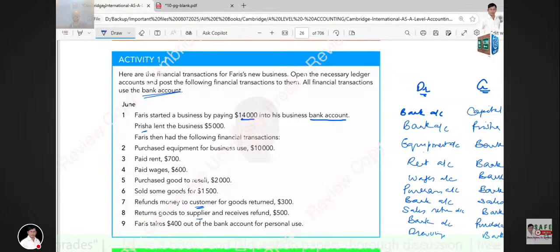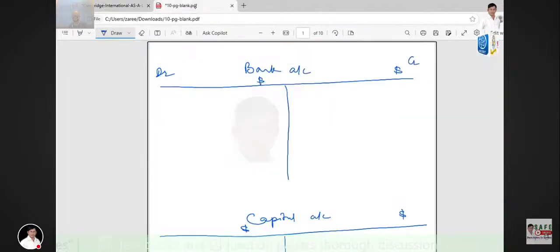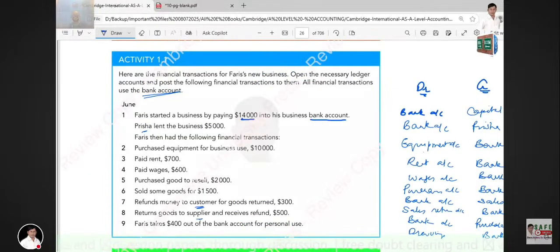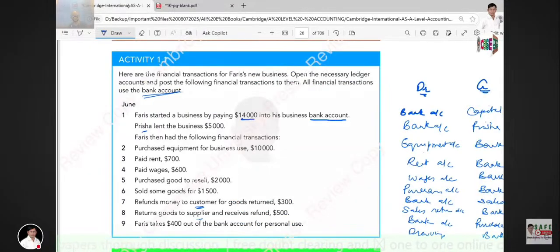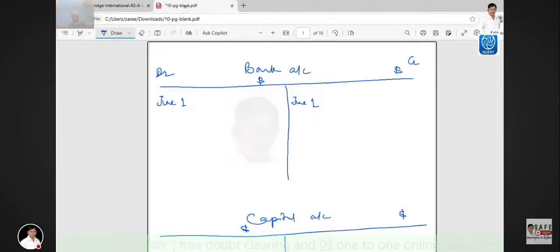So June 1. What happened on June 1? Started with paying 14,000 into the bank. So what is happening? Money is coming in. Is the bank account debited or credited? Bank account is debited. So what do we have to do? We have to write here that the bank account is debited.